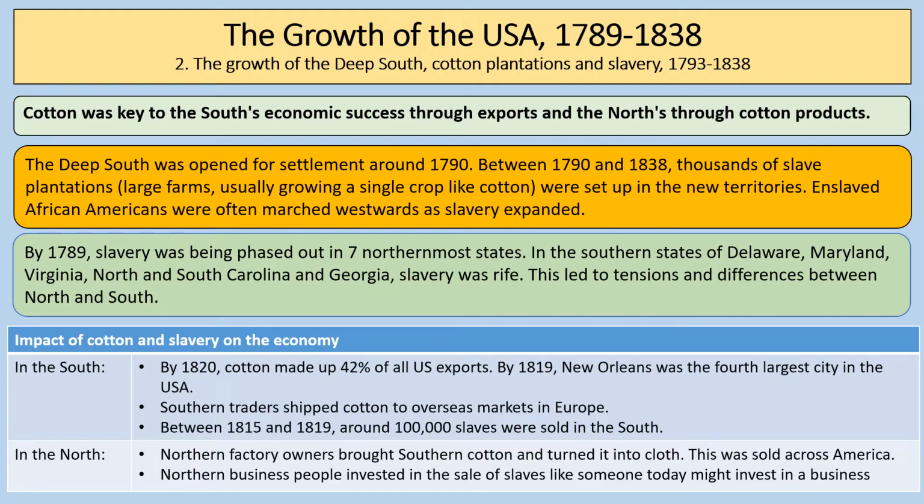Now, in terms of the impact of cotton and slavery on the economy, in the South, cotton made up 42% of all US exports. By 1819, New Orleans was the 4th largest city in the USA. Southern traders shipped cotton to overseas markets in Europe, and between 1815 and 1819, around 100,000 slaves were sold in the South. In the North, northern factory owners bought southern cotton and turned it into cloth, and this was sold across America. Northern business people invested in the sale of slaves like someone today might invest in a business. So although slavery existed in the South, it was having an important impact on the economy in both the North and the South in America during this time.